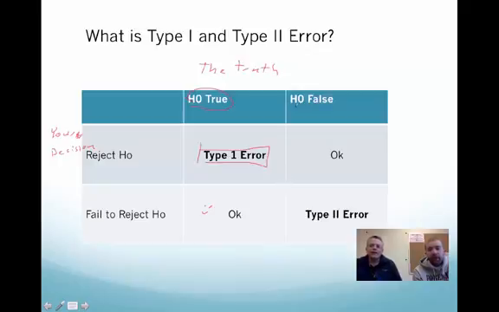The other thing is, suppose the null hypothesis were really false, and we reject it. That's a good thing, because it was false. We're happy we rejected it. You're not going to get in trouble there.